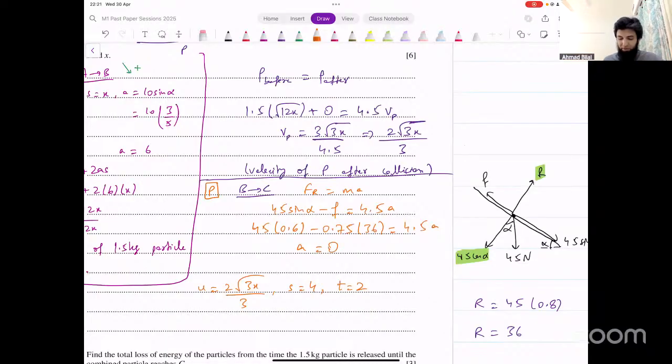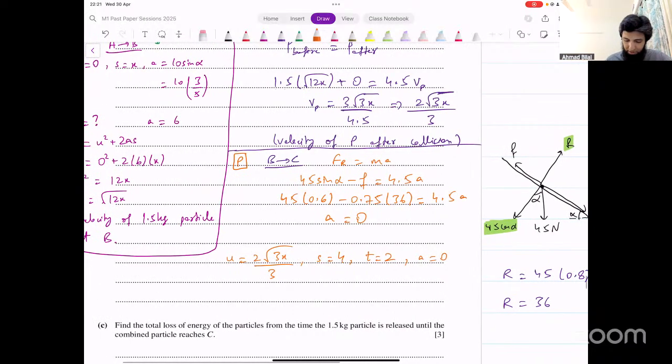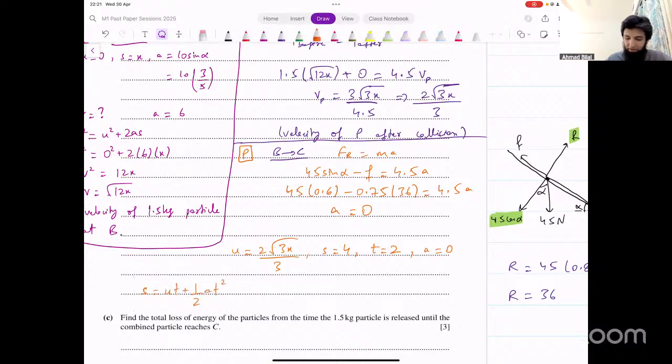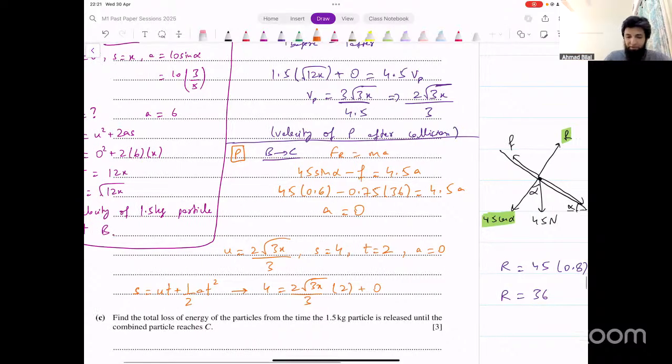If it's moving at constant speed, we could use a constant acceleration formula as well. That will still work, so this is A equal to 0. Or you could just use speed equals distance over time. That will also work in this case. S, U, A, and T. Which equation connects these? We can say S equals UT plus half AT squared. Let's input values in this. A is 0, right? So it just becomes 4 equals 2 under root 3 times x divided by 3 times t, which is 2, plus 0. And that will give you the value for x.